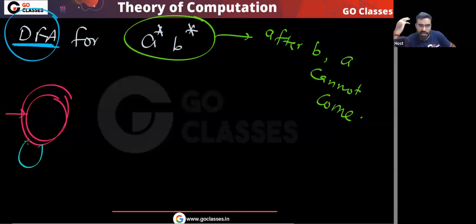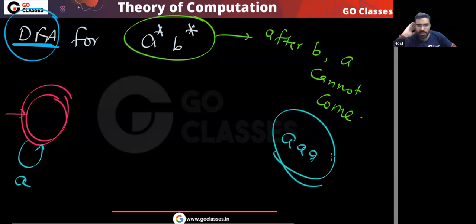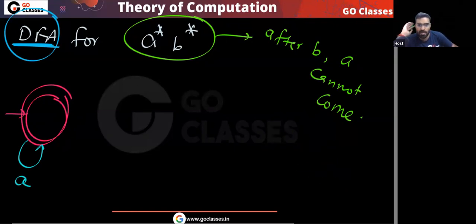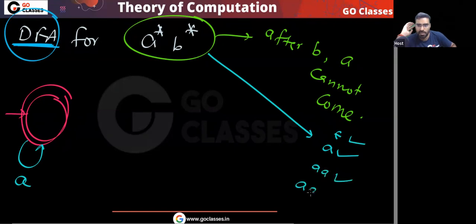In this state, if A's are coming, is there any problem? There is no problem. You can accept A's. In this language, you can notice this string is accepted, and these strings you can also accept. So these are the strings that you are accepting in this language. You can also accept AA, BB. This is also accepted. Very simple.